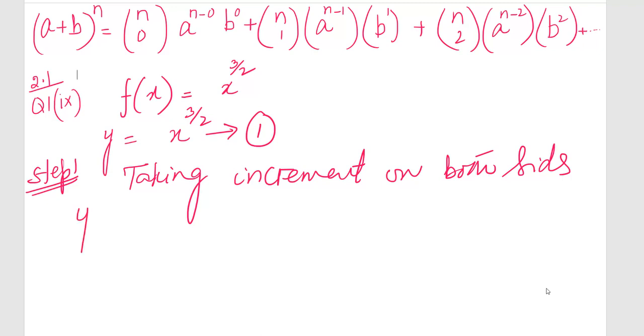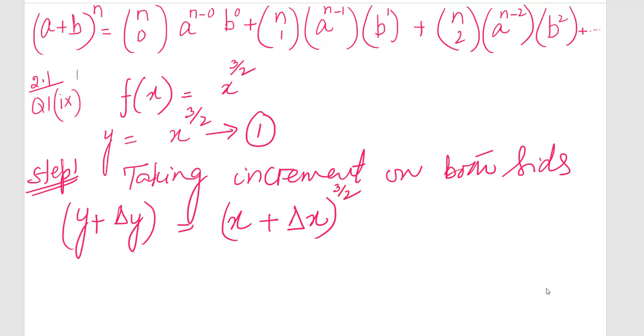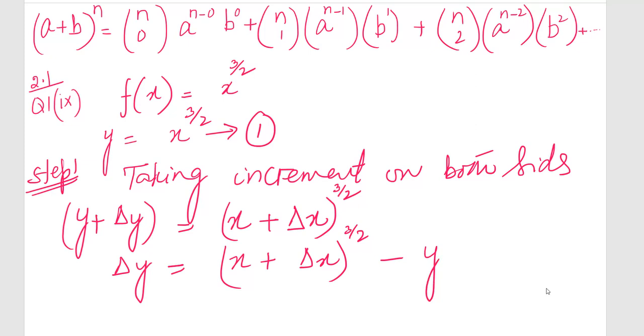So here we have y, it means we have to add delta y. Here we have x, so we have to add delta x, whole power 3 by 2. In the next step, for delta y, we will take this y to the right hand side. So it will be x plus delta x raised to power 3 by 2 minus y. Because when it comes to the other side of the equation, the sign will change and it is negative y. I say this is my equation number 2.